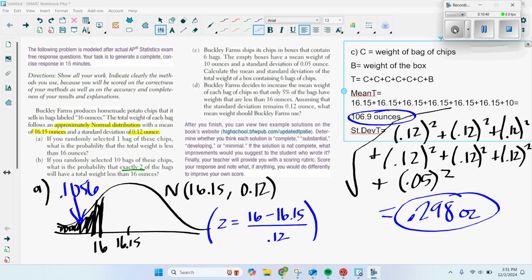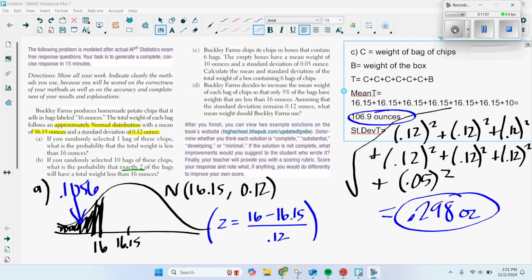Part D says Buckley Farms decides to increase the mean weight of each bag so that only 5% of the bags have weights that are less than 16 ounces. Assume that the standard deviation remains 0.12 ounce. What mean weight should Buckley Farms use? Okay, this is interesting, and it's actually not what I was anticipating.